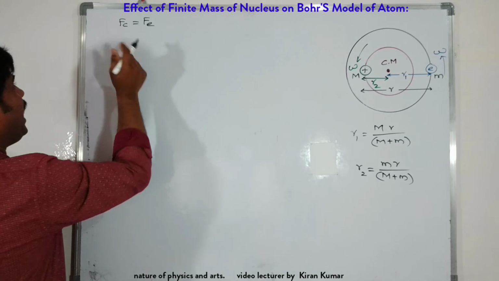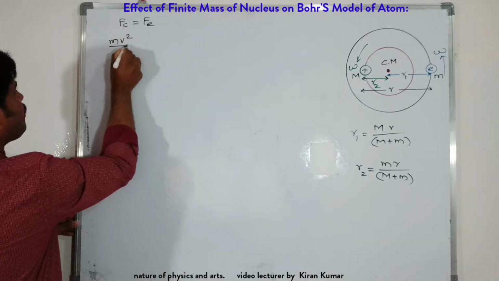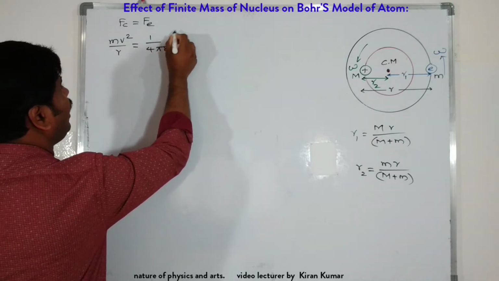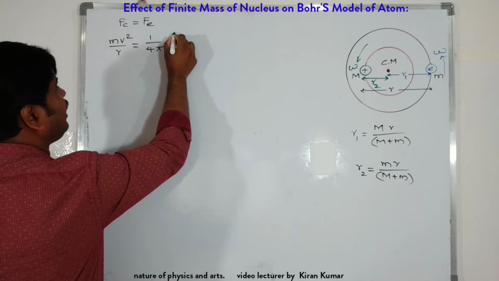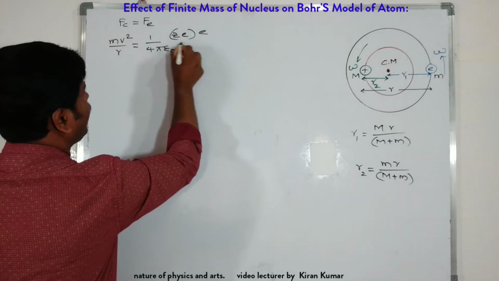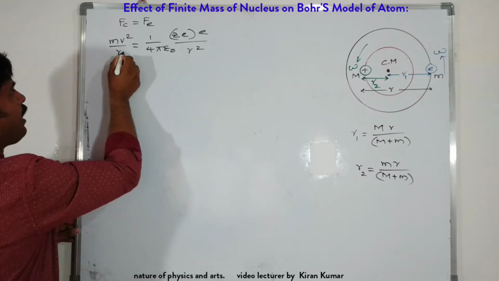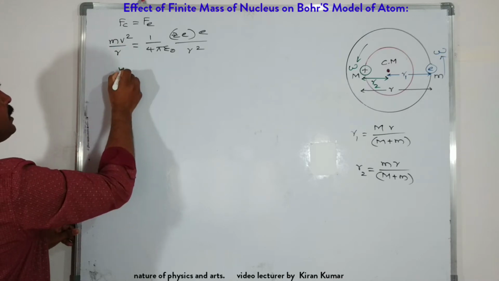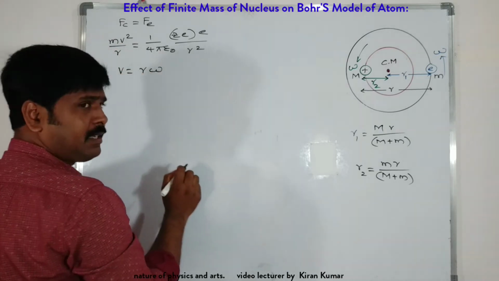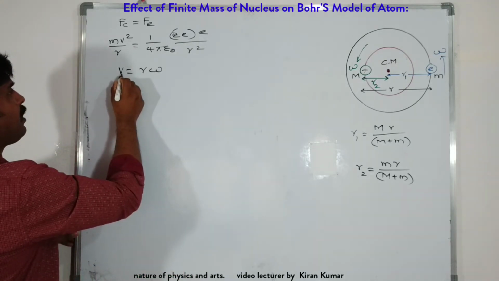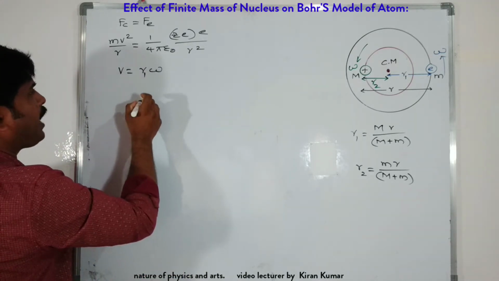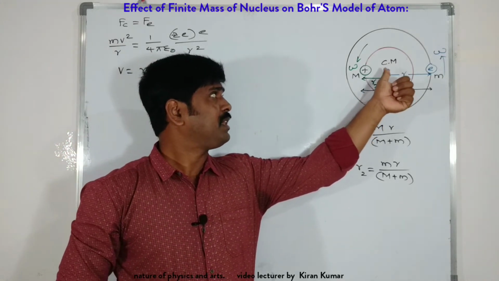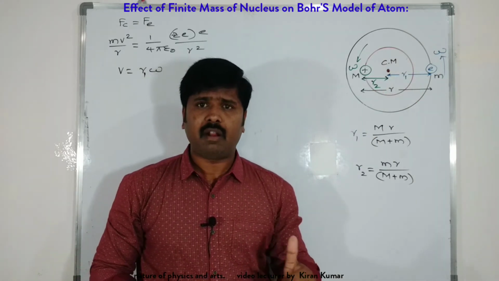Now the Fc value is m v square by r, which is equal to 1 by 4 pi epsilon naught q1 q2, that is Ze into e, divided by r square. I'm not cancelling here because v equals r omega, which I will replace. But here the velocity is equal to r1 omega, because r1 is the distance from the center of mass to the electron.